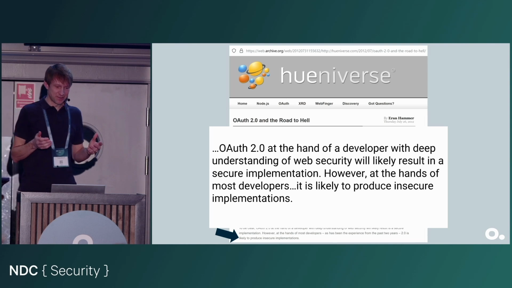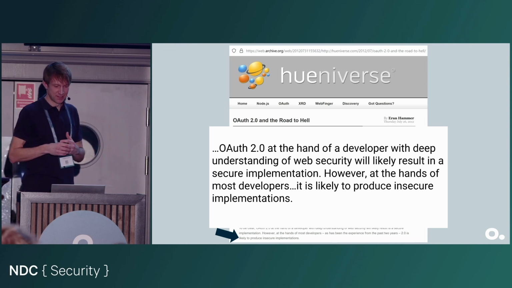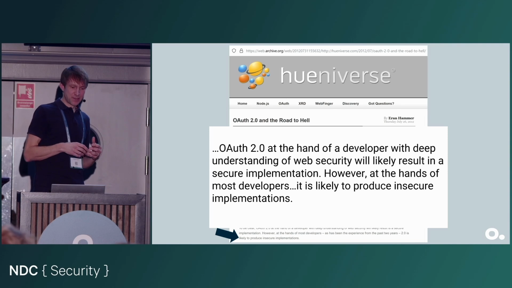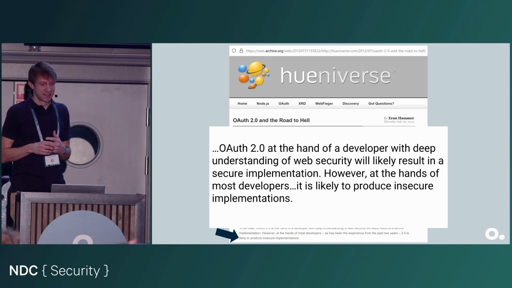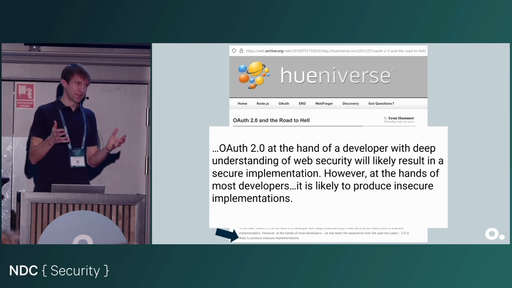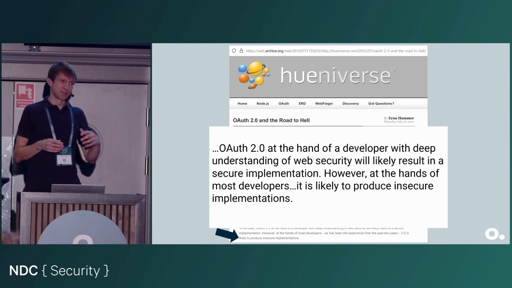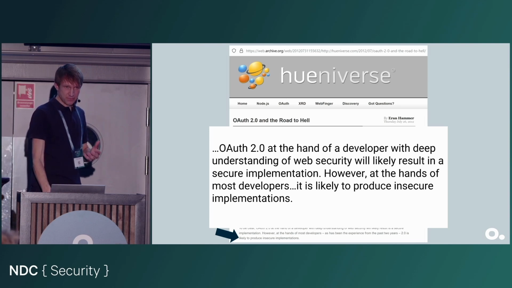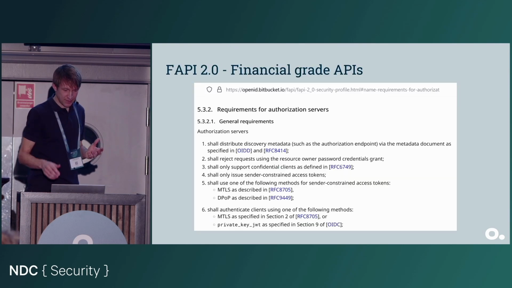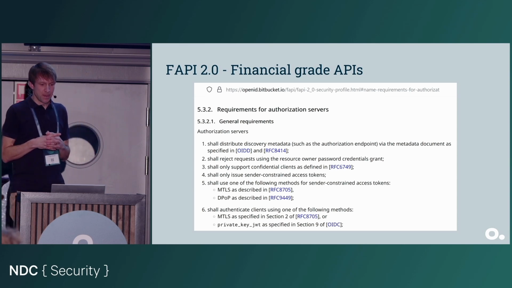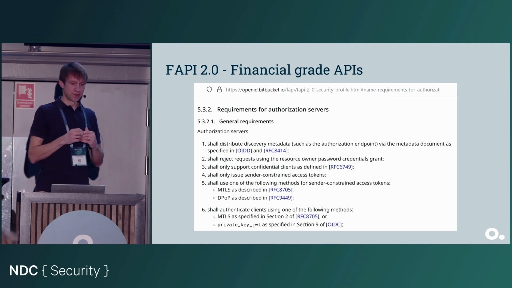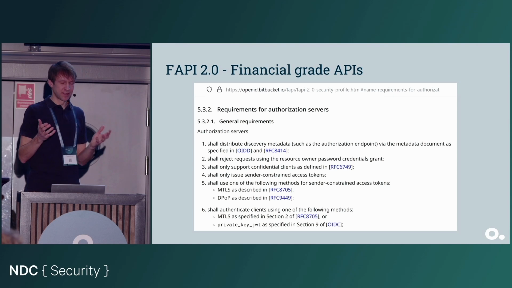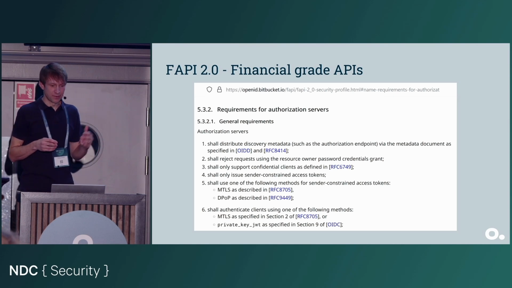OAuth in the hands of a developer with deep understanding of web security is likely to result in a secure implementation, but in the hands of most developers, it's likely to produce an insecure implementation. So it's obvious here that we need to harden OAuth, we need security best practices, and we need security profiles. One of the most commonly used and well-known is perhaps FAPI 2. That's for financial-grade APIs, but that's just the name, so it's valid for any domain that has high security requirements, like healthcare and so on.